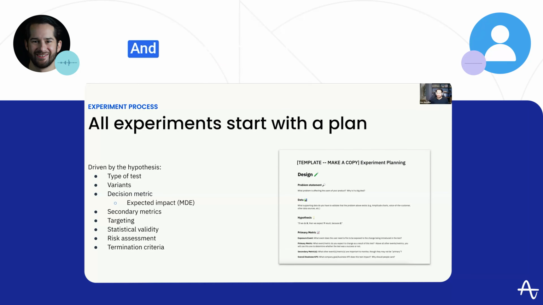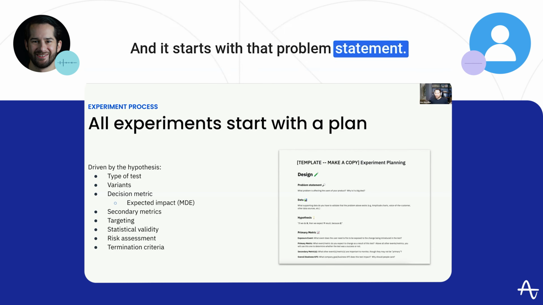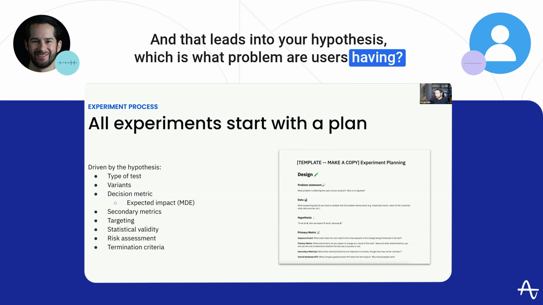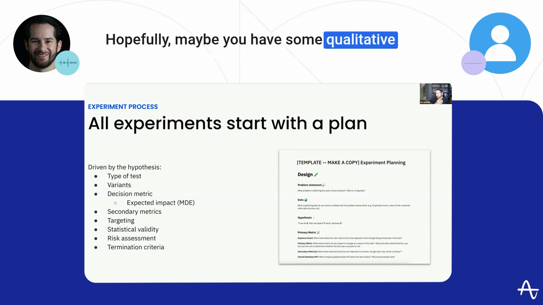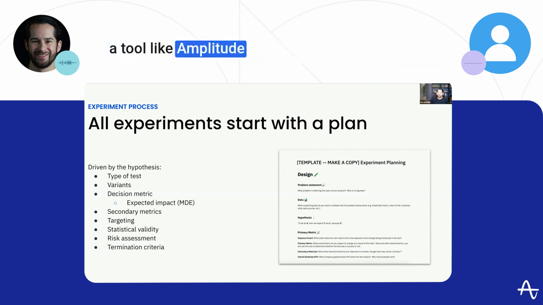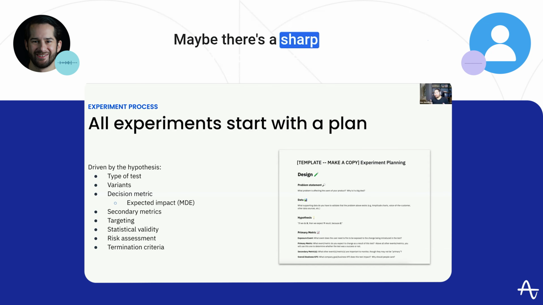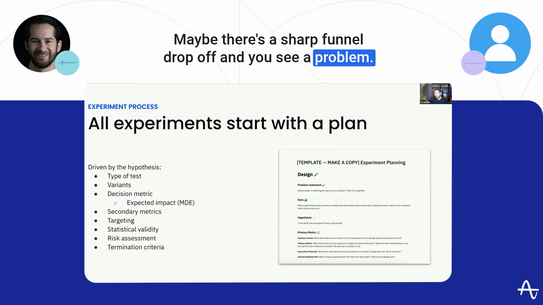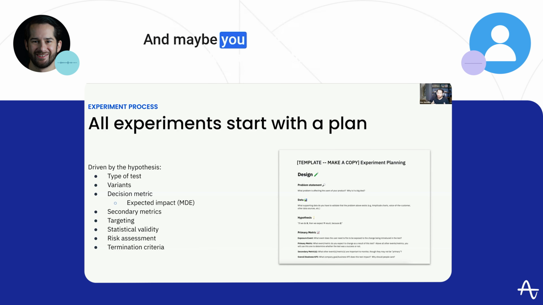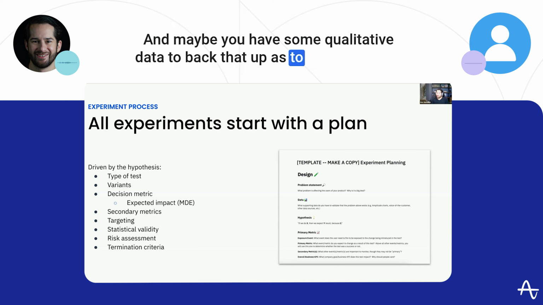running an experiment. And it starts with that problem statement that leads into your hypothesis, which is what problem are users having? Hopefully, maybe you have some qualitative data. You might have some quantitative data, maybe using a tool like Amplitude to find some opportunities. Maybe there's a sharp funnel drop off and you see a problem. Maybe customers are having a hard time moving into this next step. And maybe you have some qualitative data to back that up as to the why behind it.